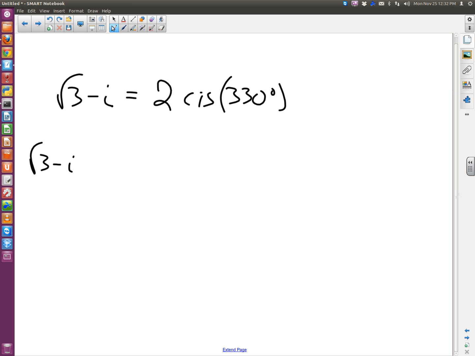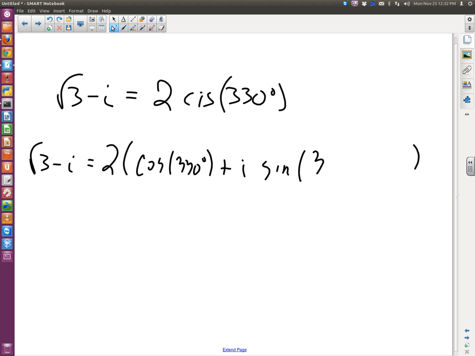Okay, cis is a function. It looks like I'm plugging something into cis, like f of something and plugging it in. I'm not doing that. Cis is shorthand for this. This is cis 330. You ready? The cosine of 330 degrees plus i times the sine of 330 degrees. Cis: cosine, i sine. Okay? Now, are these two expressions equal? How do you know? Well, you got to know the unit circle, right? These are reference angles. Be one with the unit circle.